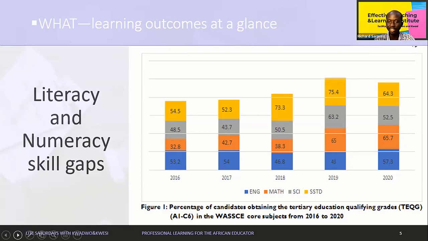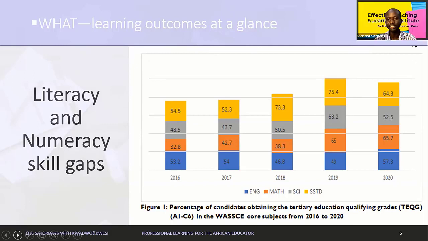So between 2018 and 2019, more than half of the students who sit for these exams did not pass. And you know the numbers that sit for these exams. We're talking about hundreds of thousands of Ghanaian kids that sit for these exams. So here again, about half of them don't get the grades required to go to the universities or tertiary institutions.